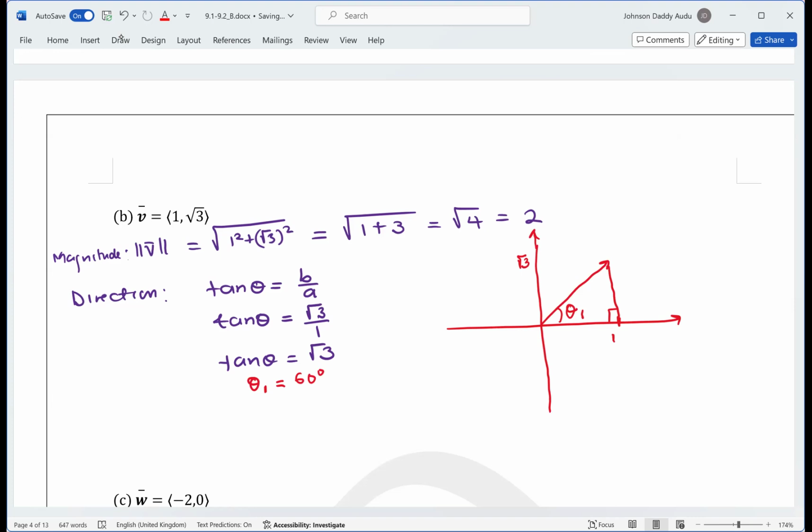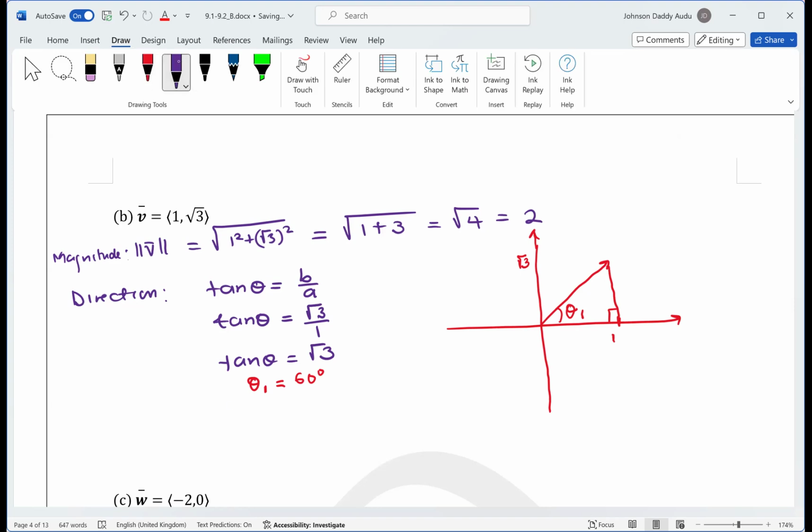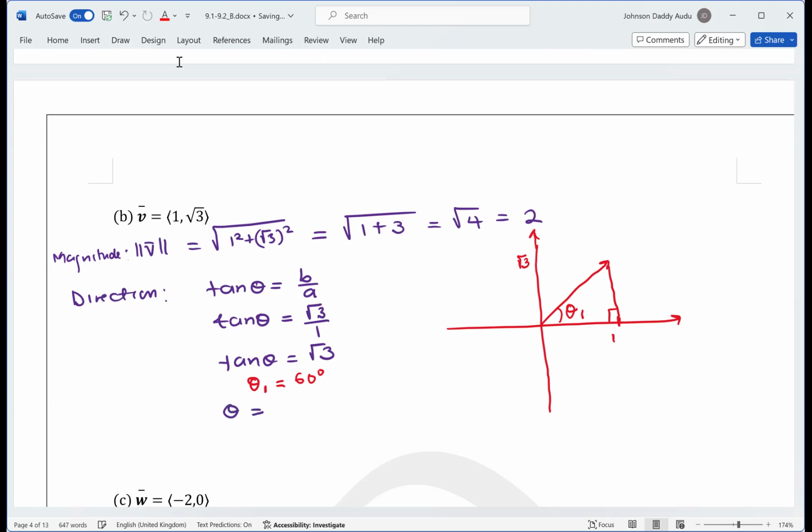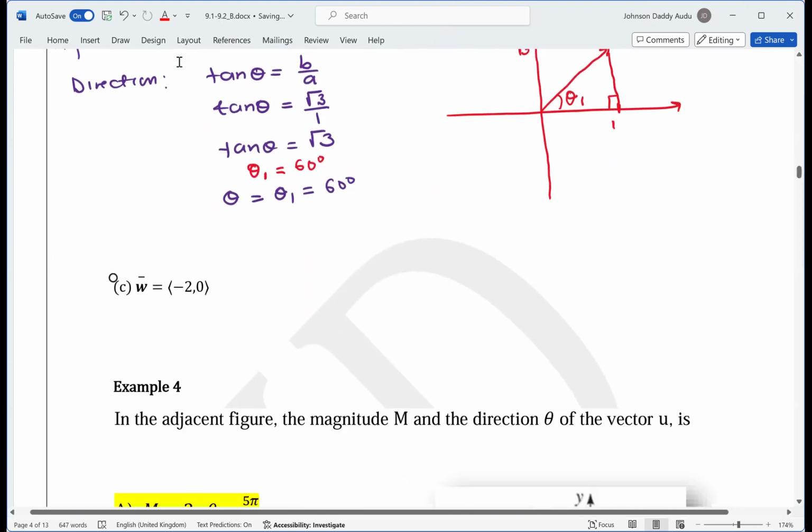And now if you want to get the theta, what will the theta be? Since we are in the first quadrant, the theta is going to be theta 1, which is also 60 degrees. This vector is in which quadrant? This is quadrant number 1, the whole vector. Okay. All right. Now let's take C.